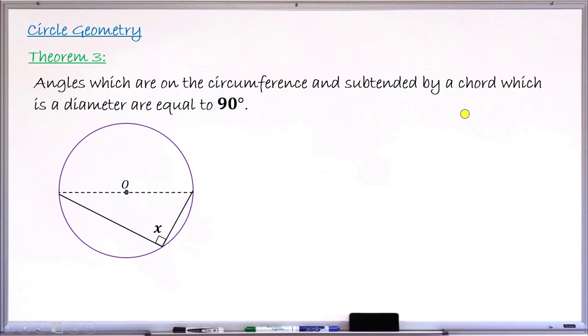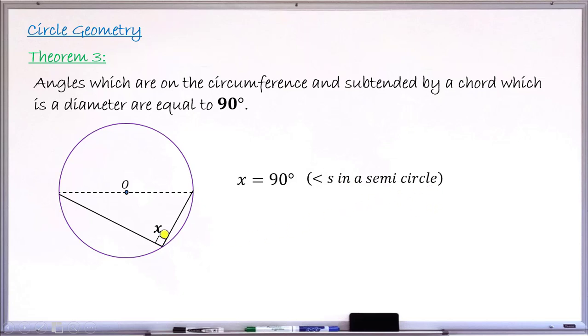So if you have a chord which is a diameter that subtends an angle at the circumference, that angle is always equal to 90 degrees. So in this case, the angle x will be equal to 90 degrees. Let me just write it. So x equals 90 degrees. And the reason for this is the short form of this theorem, which is angle in a semicircle.